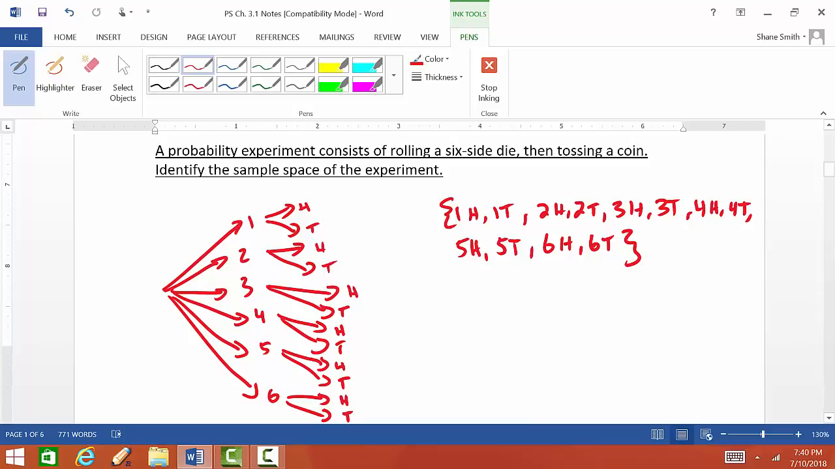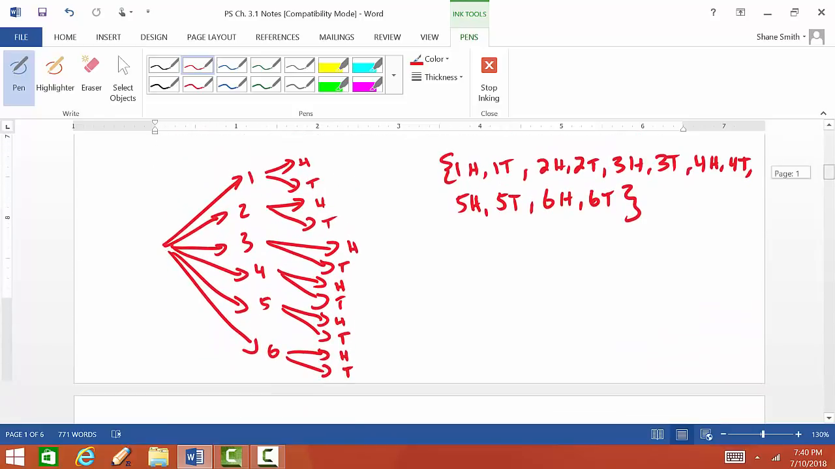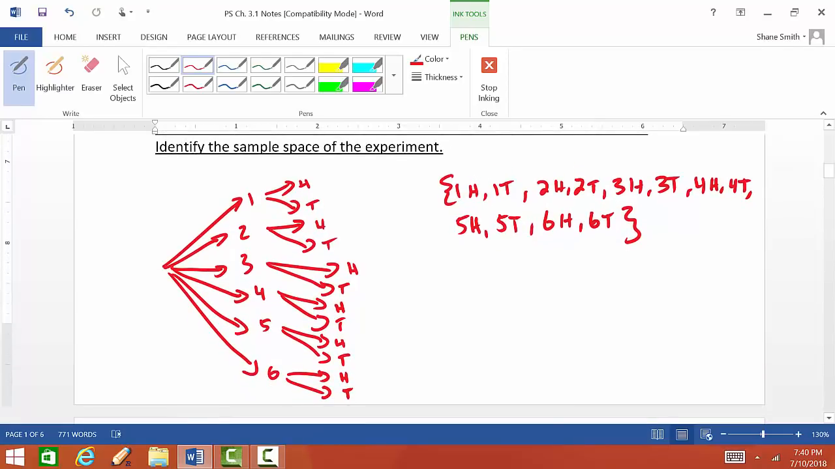Now, if I want to get the total number of outcomes possible, there's actually a quick way to do this. And to do this, we can use something called the fundamental counting principle. So if I just take the number of outcomes 6 and multiply the number of outcomes for flipping a coin, which is 2, I get 12. And that's 12 total outcomes.